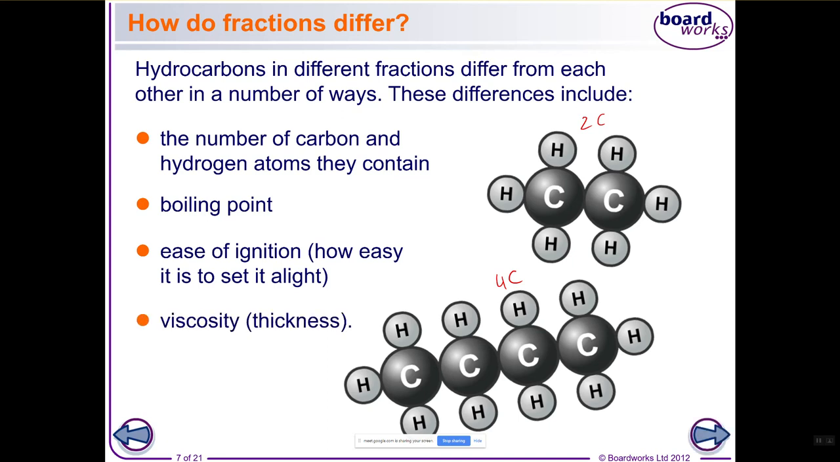And finally, it affects the viscosity, which is a great word. Viscosity, which basically means how runny they are. So honey is more viscous than water, exactly. And tar is more viscous than honey.